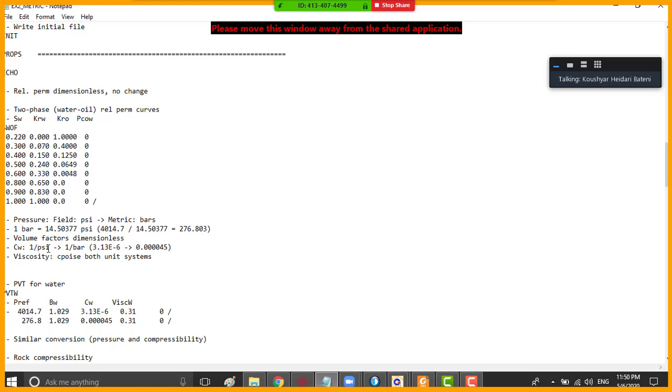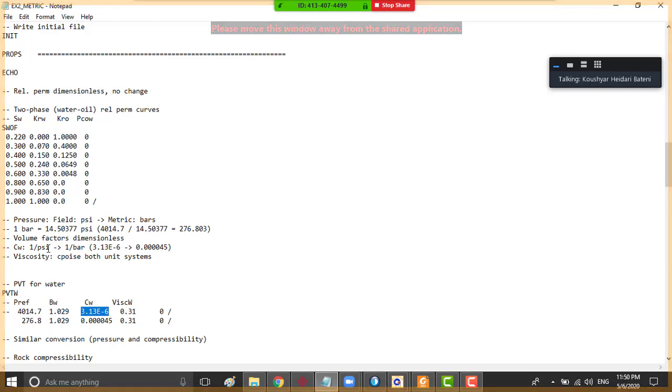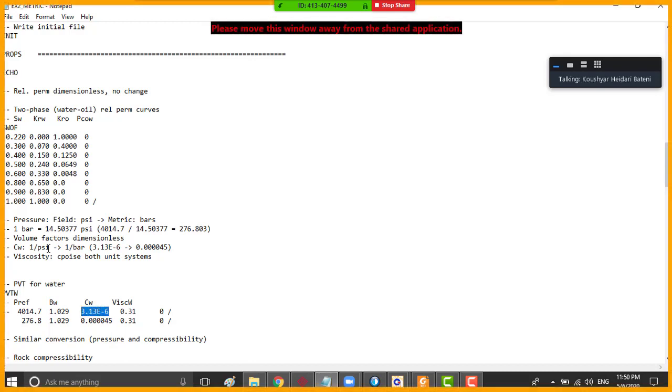For compressibility, you also need to do something. Why? Because in the field system, the unit for compressibility is 1 over psi. So you have to change it to 1 over bar. How do you do that? You multiply this by 14.7 and the conversion is done. You can check the correctness of these calculations on your own.